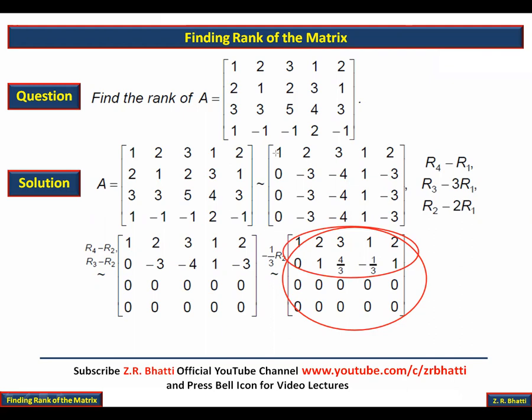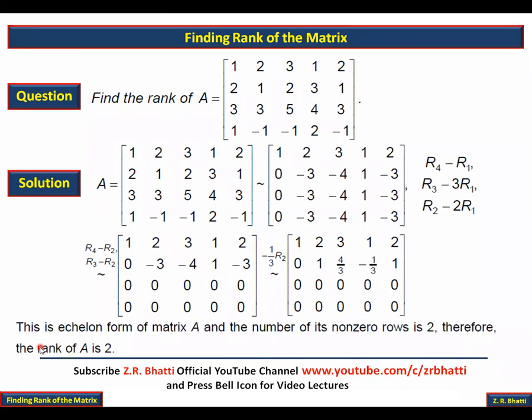We can write this argument here. This is the echelon form of the given matrix A, and the number of its non-zero rows is 2. Therefore, the rank of A is 2. Quickly, I repeat the steps. First of all, you convert this matrix A into echelon form, and then note the number of non-zero rows, which will be basically the rank of this matrix.